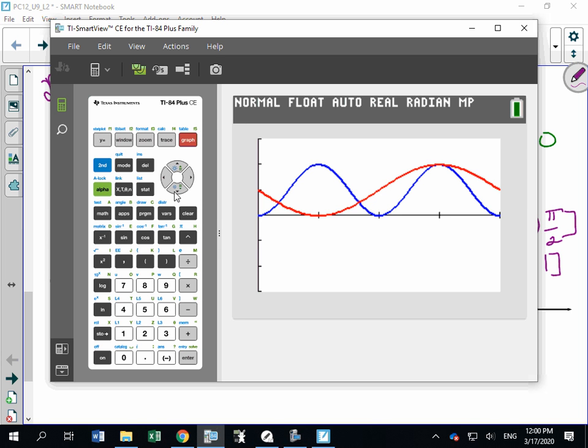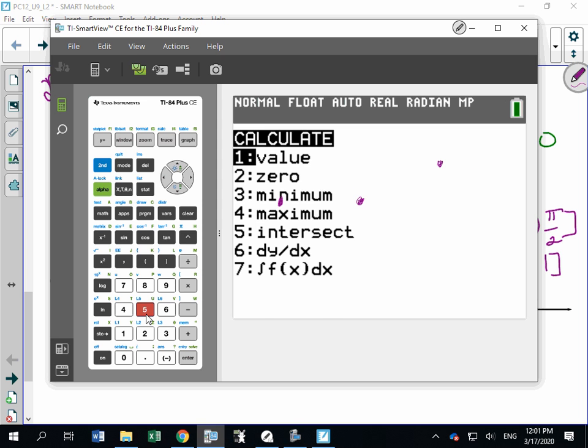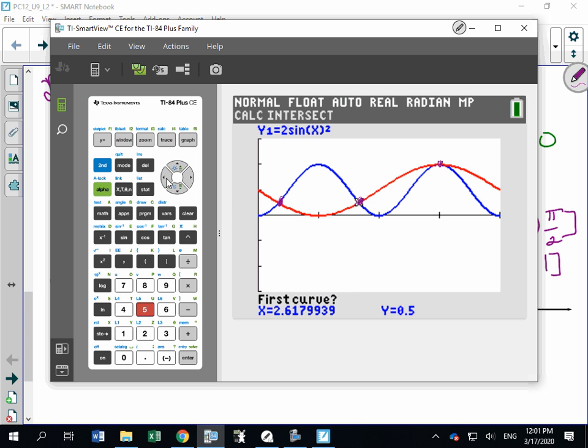This is what your graph should look like. And your solution, remember, is always the intersect. So according to this, I've got a solution here, a solution here, and a solution here. So I'm going to show you how to find those solutions. Second function, calculate, number 5. We're looking for an intersect. I'm first going to go to this first value, hit enter 3 times.